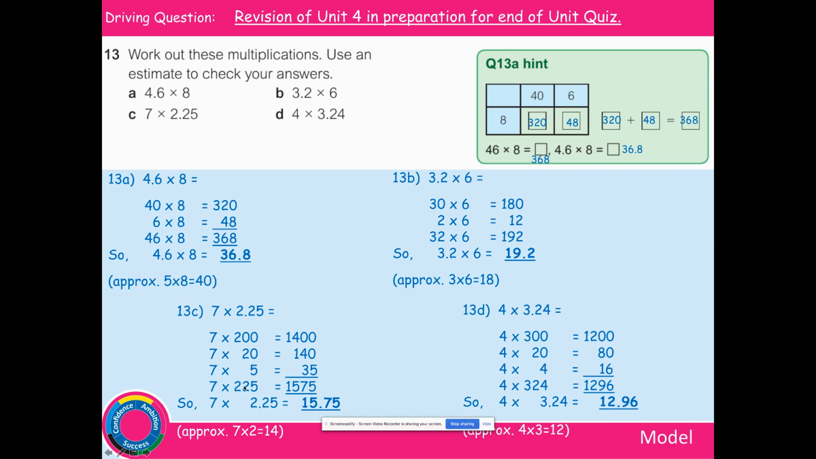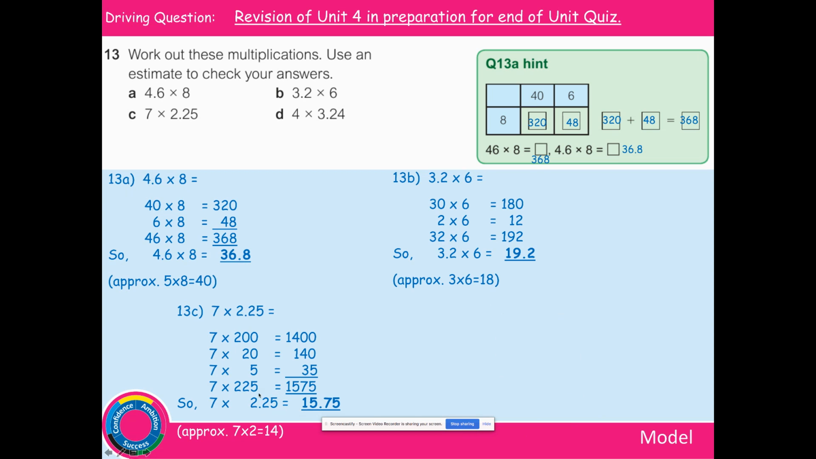The 2 has gone over 2 places. The other 2 has gone over 2 places. The 5 has gone over 2 places. So we've divided by 100 to get back to our original. So our answer here, we also need to divide by 100, moving each digit 2 places. So our answer is 15.75.